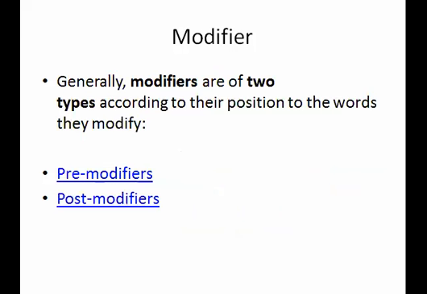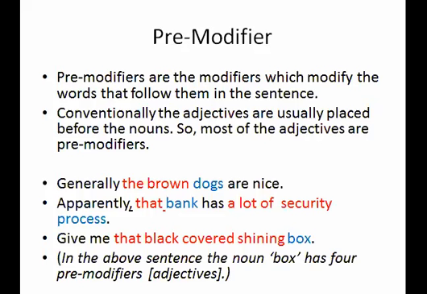Now, generally, modifiers are of 2 types according to their position to the word they modify: pre-modifiers and post-modifiers. Pre-modifiers are the modifiers which modify the word that follows them in the sentence. That is, they come before the noun they modify. Conventionally, the adjectives are usually placed before the nouns. So most of the adjectives are pre-modifiers.